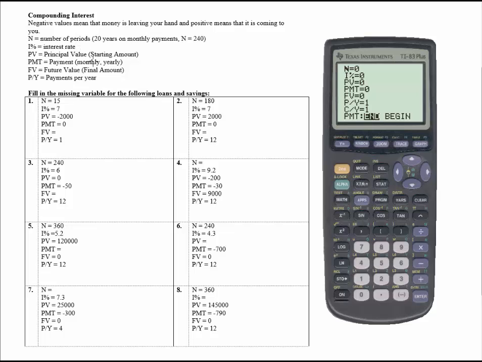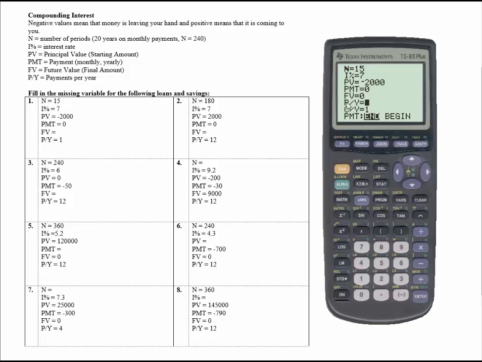Principal value is the starting amount and the payments, either monthly or yearly, and the final amount that comes back. So over here, number 1, N equals 15, so we'd write 15. Interest rate is 7. The principal value is a negative 2,000. Now, negative 2,000, that means you are spending money right now. It's going out of your hand. So this is an investment or a savings account. And then we are not putting in a regular payment. And we want to know what the future value is.